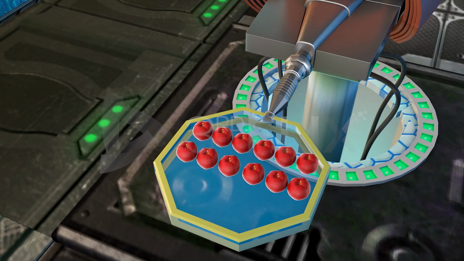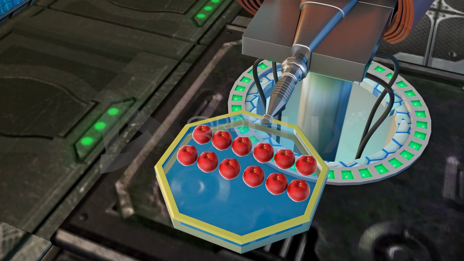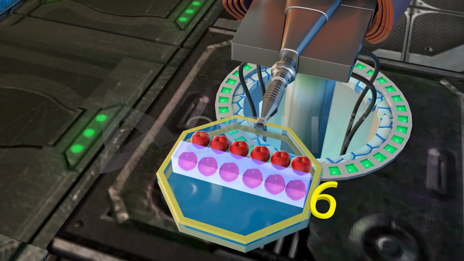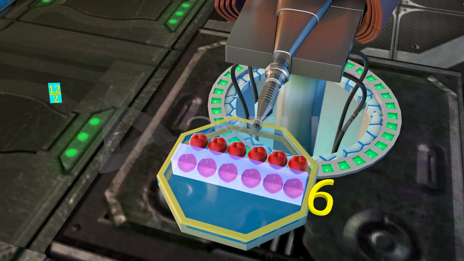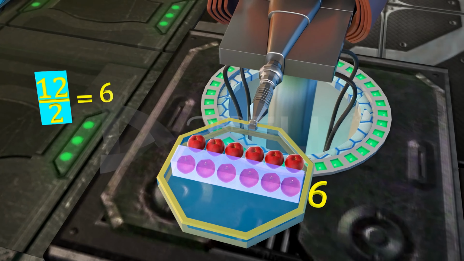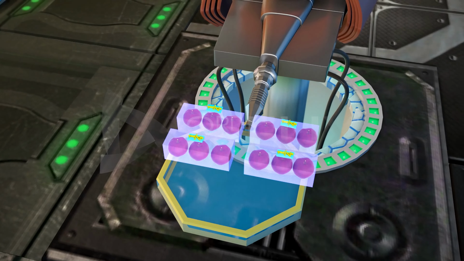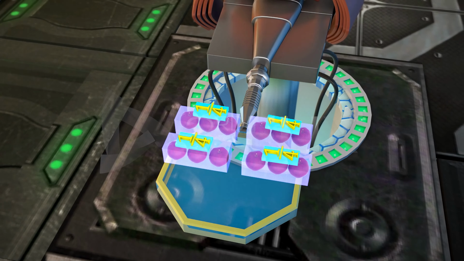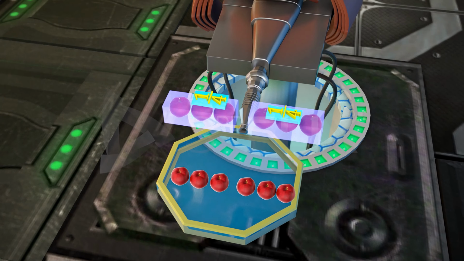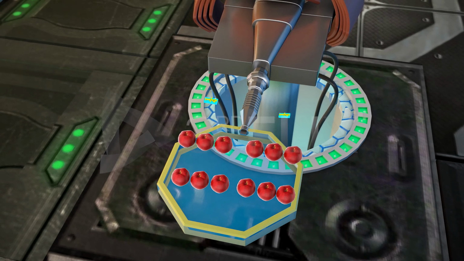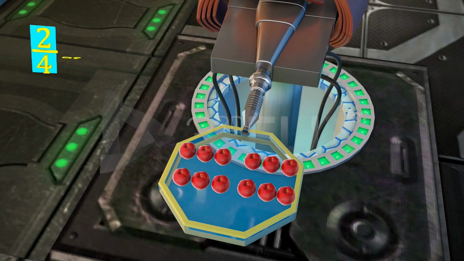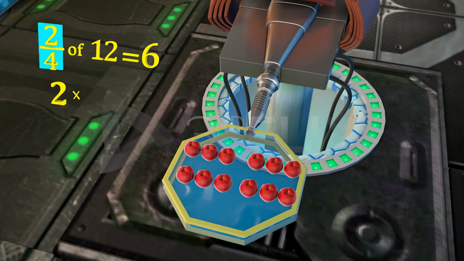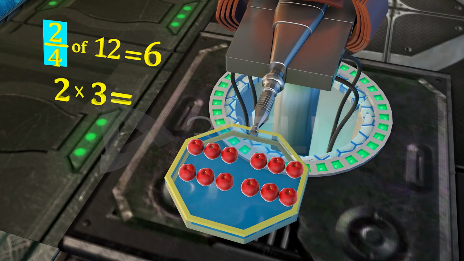In the same way, if we take half a dozen apples, the half of 12 is 6, as 12 divided by 2 is 6. If we make 4 parts of 12 apples and take 2 parts, we get 6 apples. That is, 2 by 4 of 12 is 6, because 2 multiplied by 3 is equal to 6.